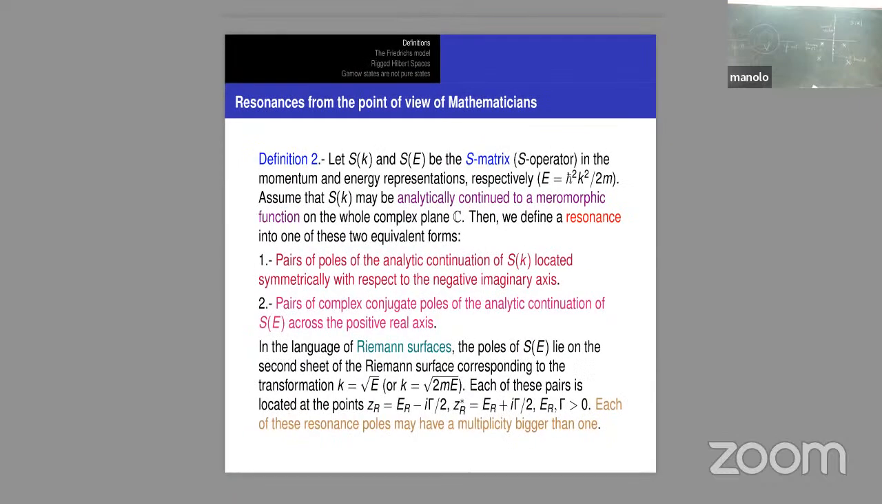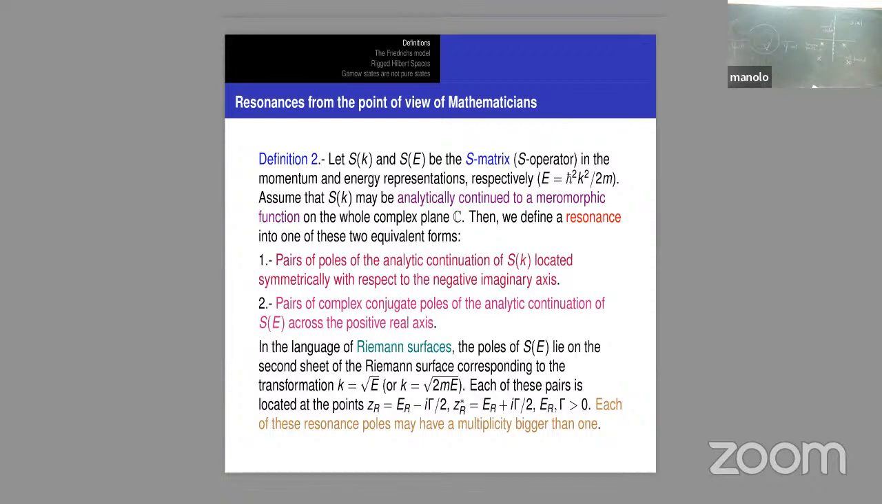Then there is another mathematical definition of resonances, which is more popular to physicists. Let SK or SE be the S matrix, the S operator, in the momentum and energy representation, respectively. Assume, for instance, that SK in the momentum representation can be analytically continued to a meromorphic function in the whole complex plane. Then we define a resonance in one of these two equivalent forms.